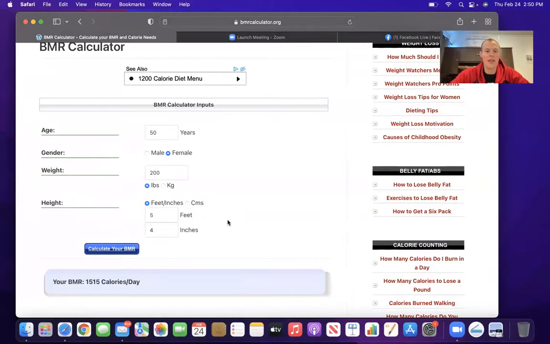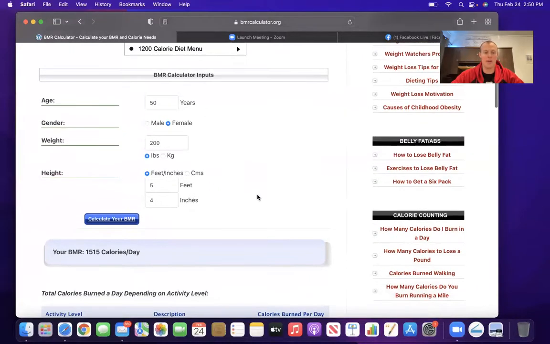We'll just hit calculate. So your base metabolic rate at being 50 years old, 200 pounds, 5'4", and being a girl is about 1,500 calories per day. So that calorie range is if you were sitting on the couch all day, not moving and just breathing. And so most people are a little bit more active than that.